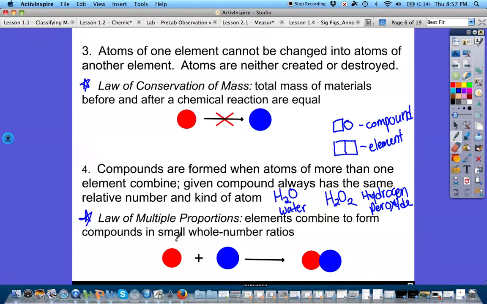And then the law of multiple proportions, the whole number ratios, this just means we can't have half of an atom, or we can't have anything less than a whole number.